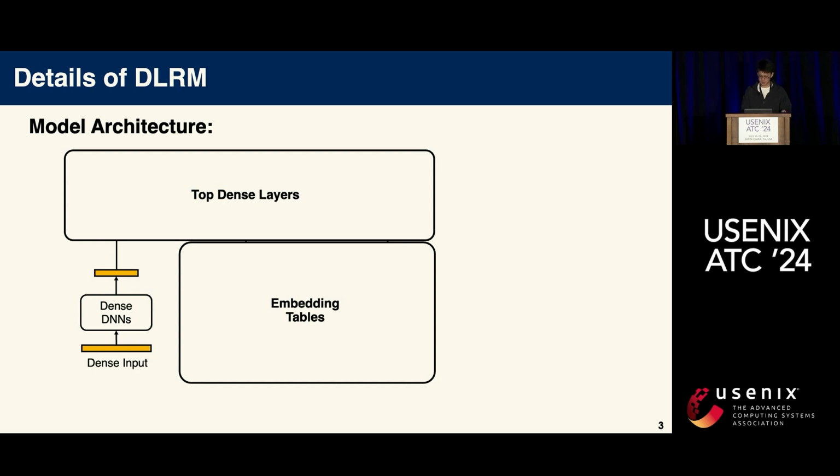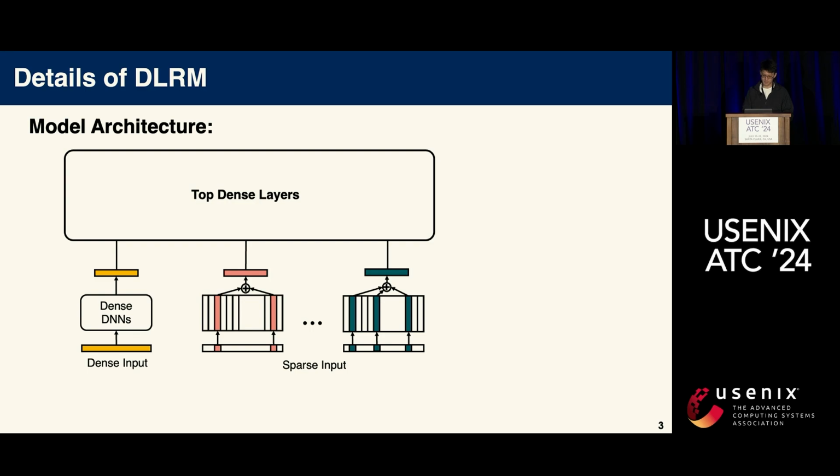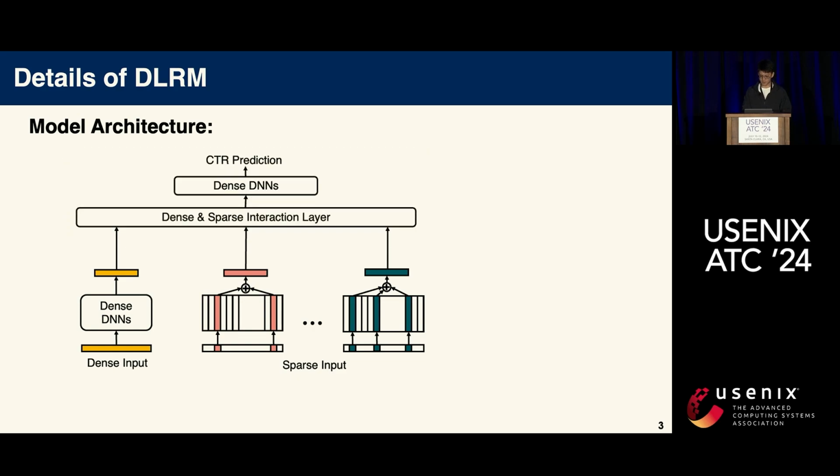In contrast, the embedding tables handle the sparse input, which are often represented as a multi-hot sparse vector. And the activated entries within this vector are used to index and retrieve the corresponding rows from the embedding tables, converting the sparse input into dense embedding features. And lastly, the top dense layers utilize these features to perform feature interaction and generate the predicted click-through rate.